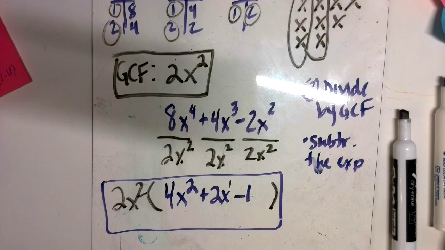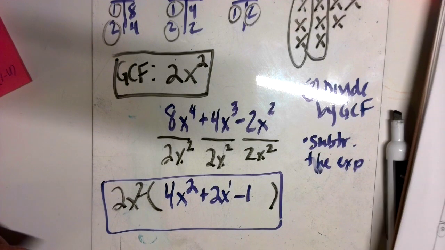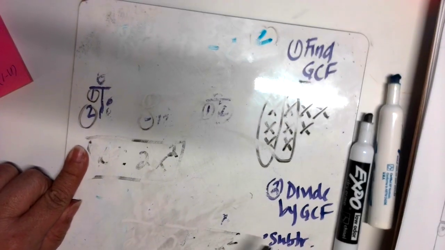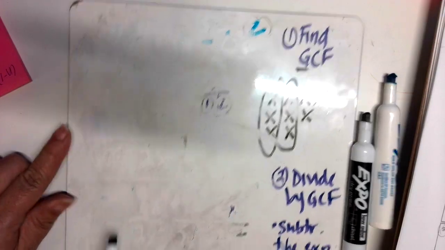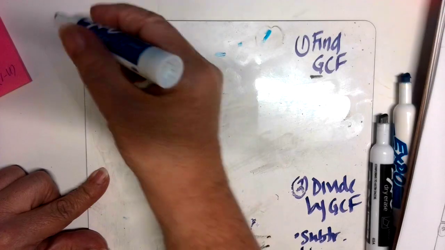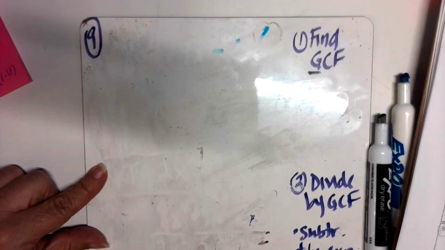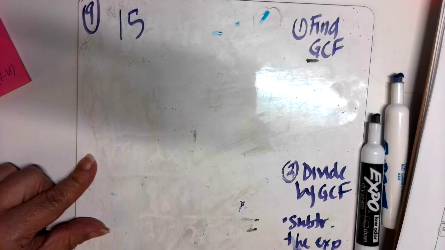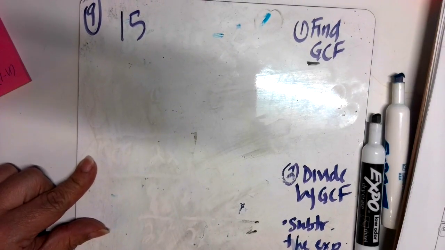Okay, let's do number 9. Sorry. Let me erase this, and then we'll do number 9. Number 9, I'll put it here, is 15 a squared b.